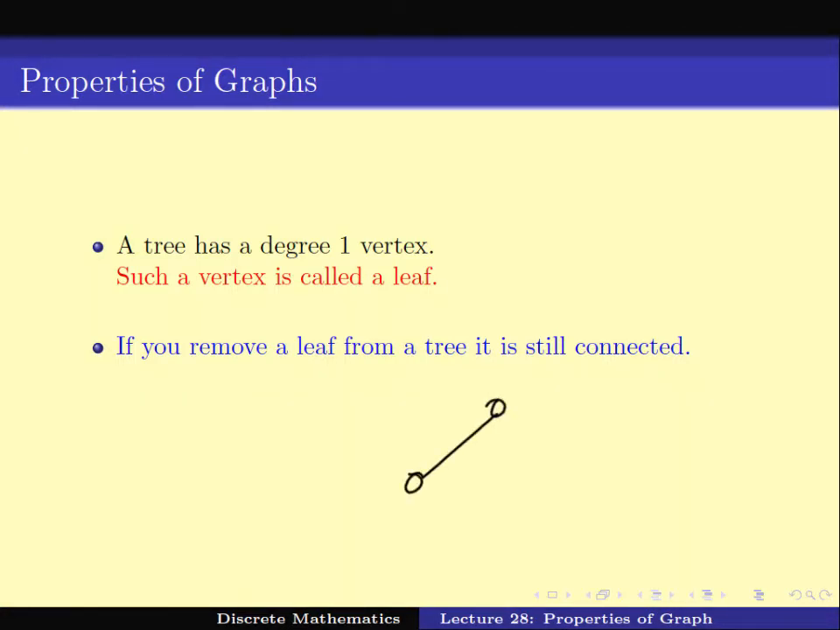For example, if this is a tree, and I remove this edge and this vertex, then I get this graph. This is a graph on one less vertex, but still it is a tree and still connected. This is an important observation: if you remove a leaf from a tree, then the rest of the graph is still connected.